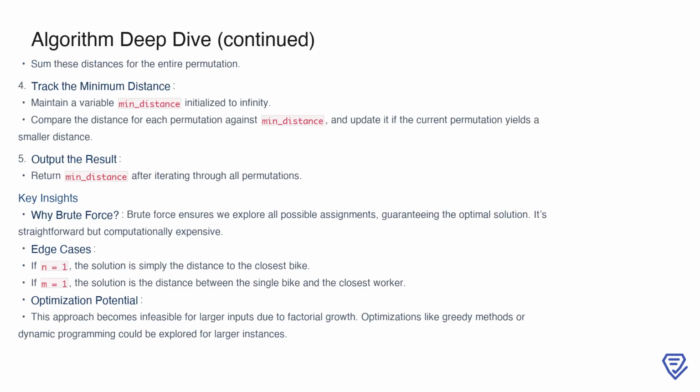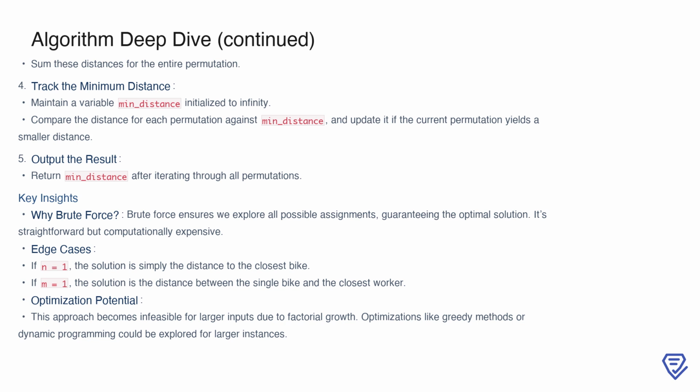Once we have the total distance for a specific assignment, we compare it to a variable initialized to infinity, called min_distance. If the current permutation's distance is smaller, we update min_distance. This allows us to keep track of the best assignment we've encountered so far. After iterating through all permutations, the value of min_distance will represent the minimum possible total distance, which we then return as the result. Brute force is an exhaustive approach and guarantees the optimal solution since it evaluates every possible pairing.